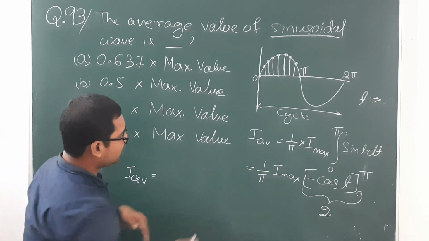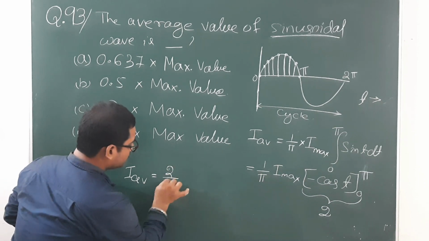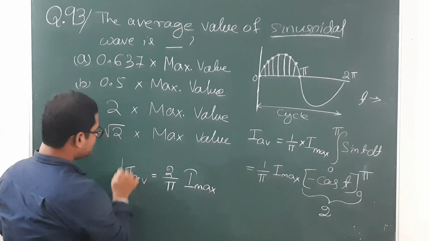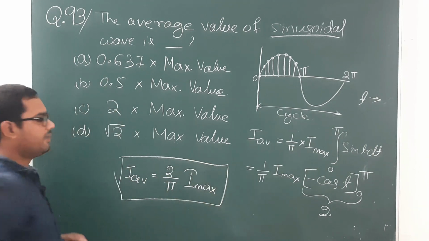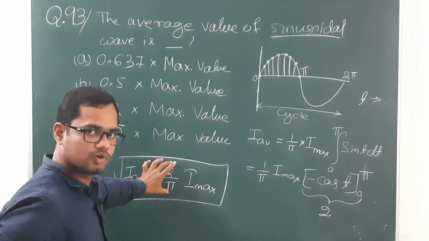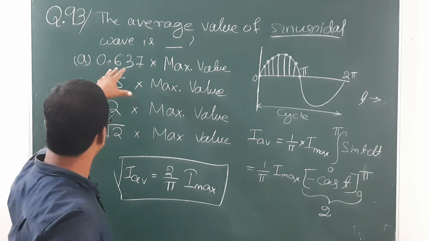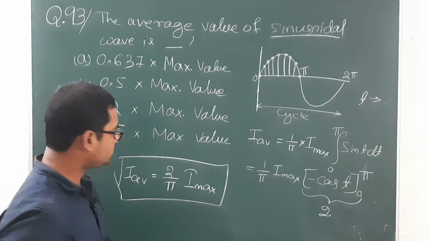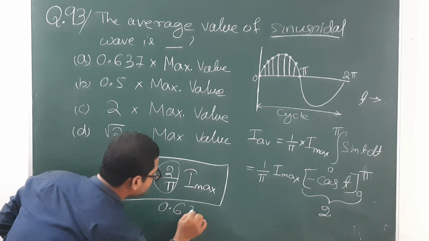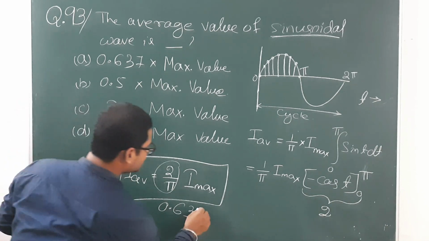then will be 2 by pi into I max. This is your standard equation for the average and maximum value. And if you solve this 2 by pi, because 2 by pi is not there in the options, if you solve this one, you can get 0.63.